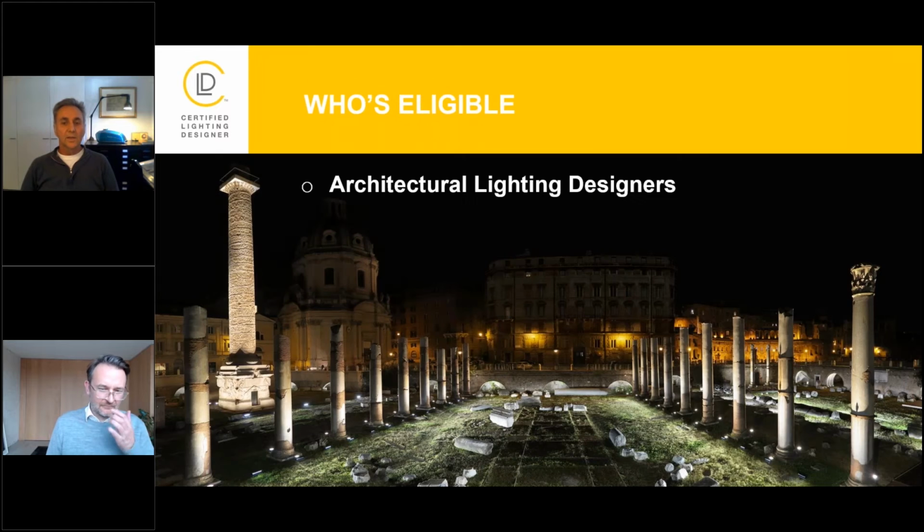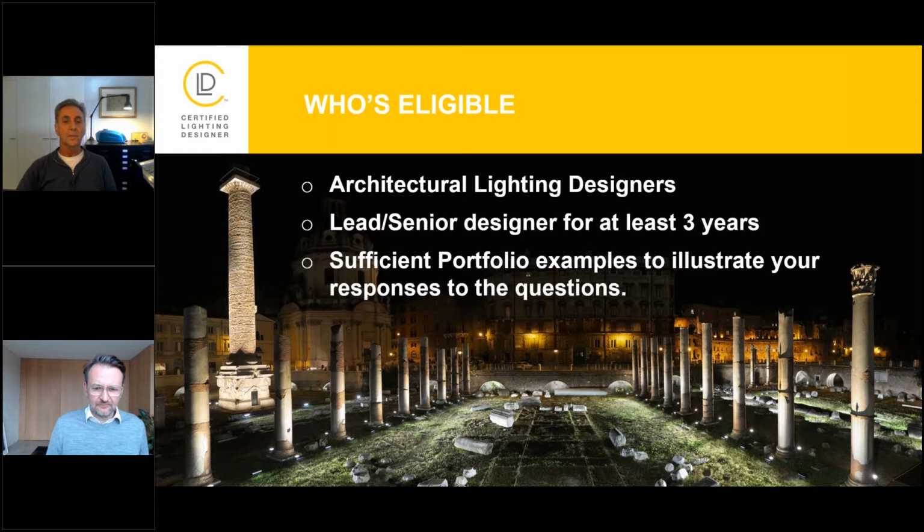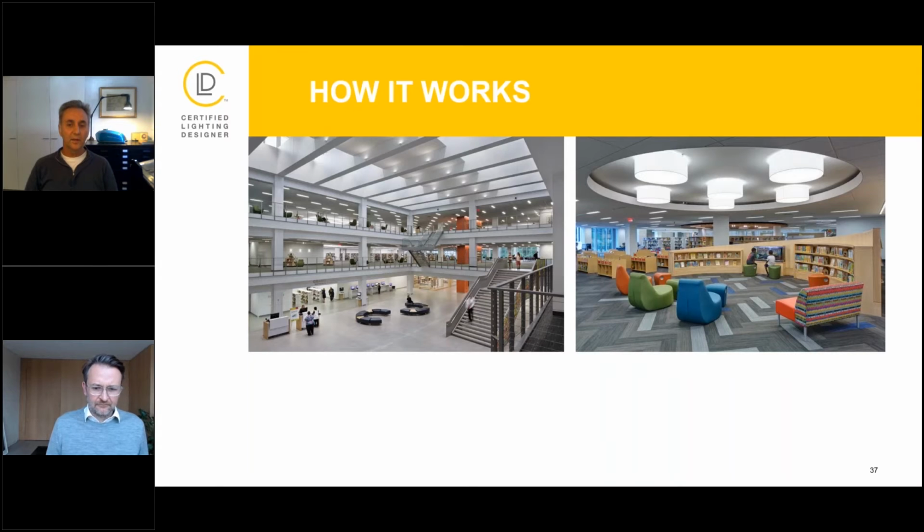So, who is eligible? Well, CLD is specifically for architectural lighting designers. It's for a senior designer who has practiced at a senior level for at least 3 years. The applicant must have sufficient portfolio examples to illustrate responses to questions. This means that you've got to have a minimum of 2 projects and a maximum of 4. Now, if you've been a senior light designer for 3 years, having 2 or up to 4 projects isn't going to be a problem.